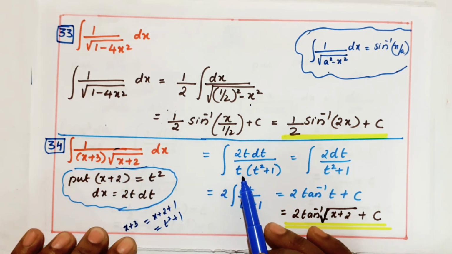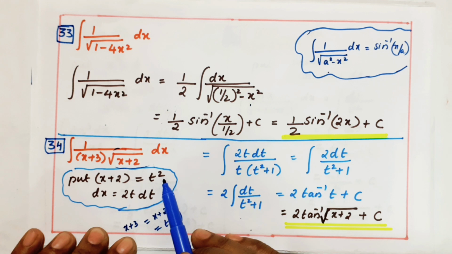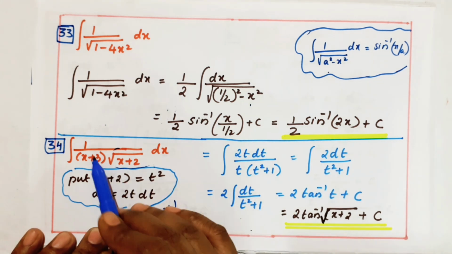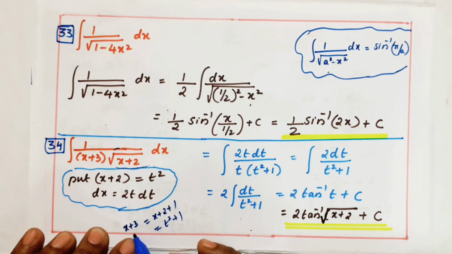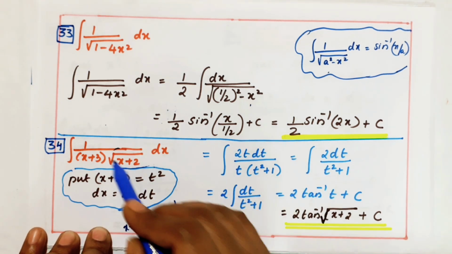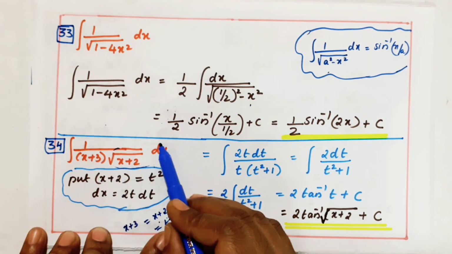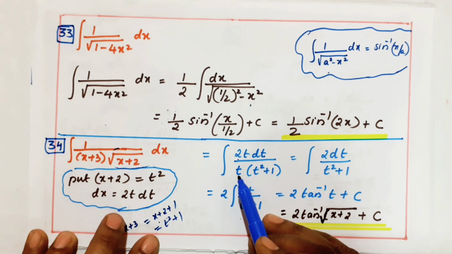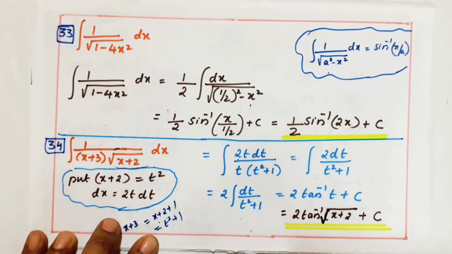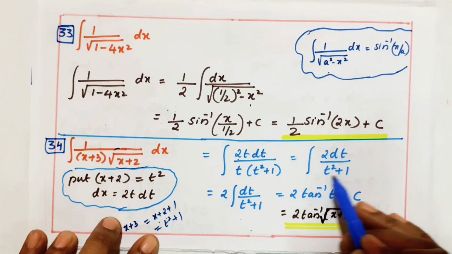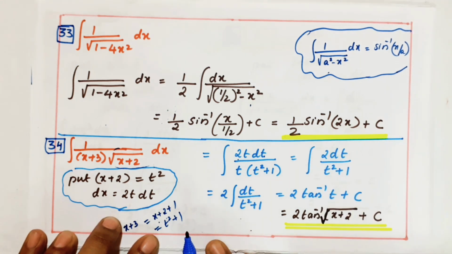We are writing it as t, because x plus 2 I took as t square. So what is root over x plus 2? It is t. And x plus 3 I can write as x plus 2 plus 1, so it is t square plus 1. So what happened for your equation? The dx you can write as 2t dt divided by t into t square plus 1. T gets cancelled. That is integral of 2 dt divided by t square plus 1.